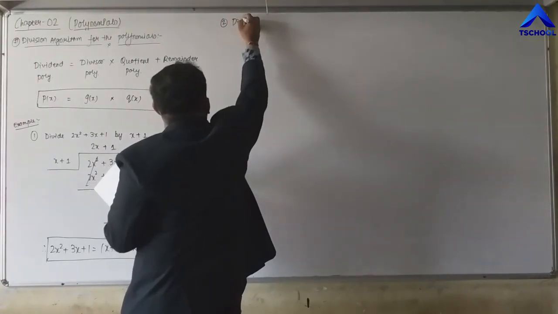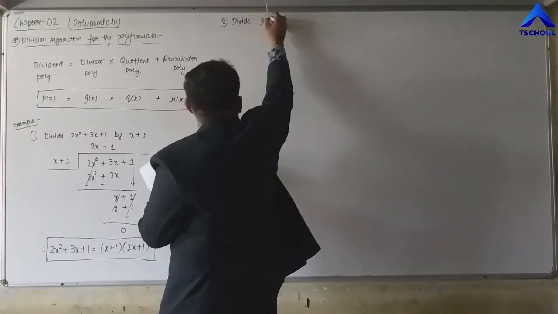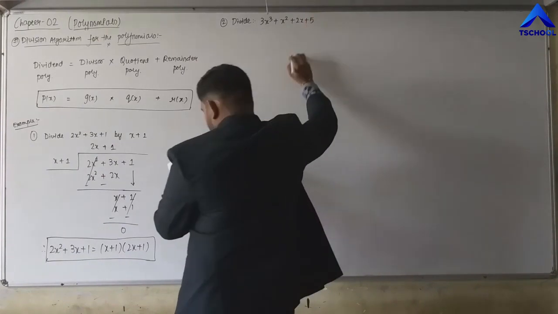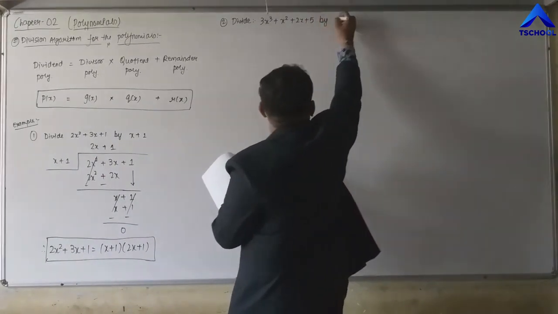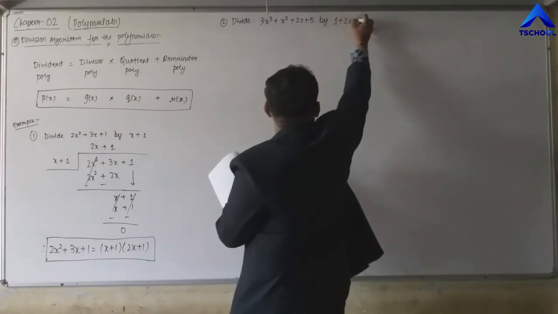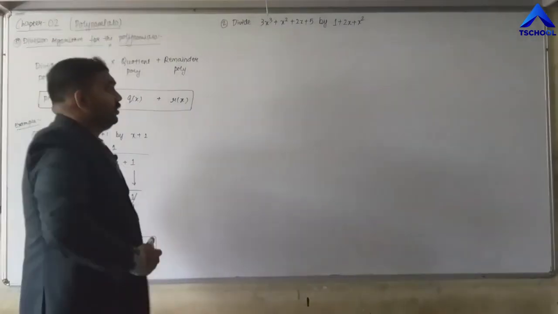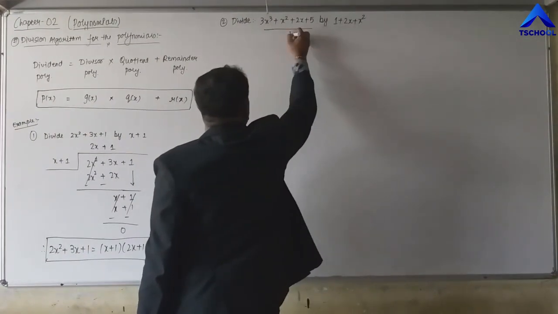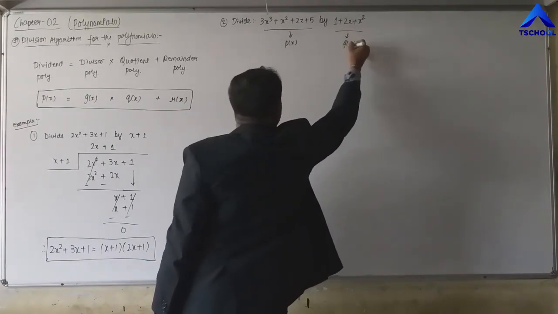Dividing 3x cube plus x square plus 2x plus 5 by 1 plus 2x plus x cube. So again I have a polynomial p of x. Again I have a polynomial g of x also. This is my p of x. This is my g of x.